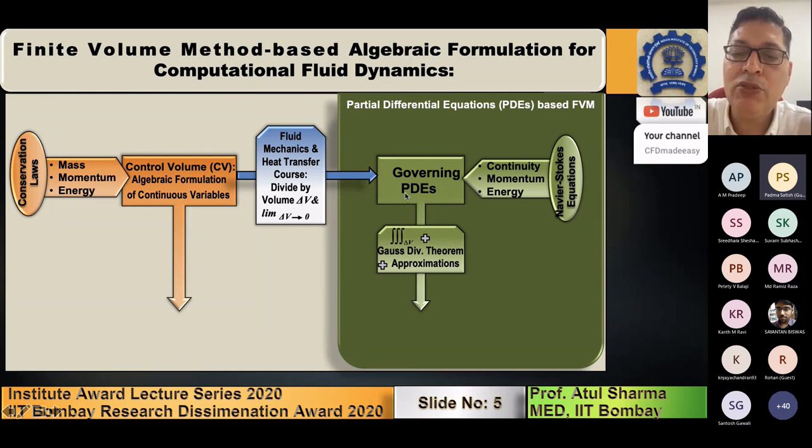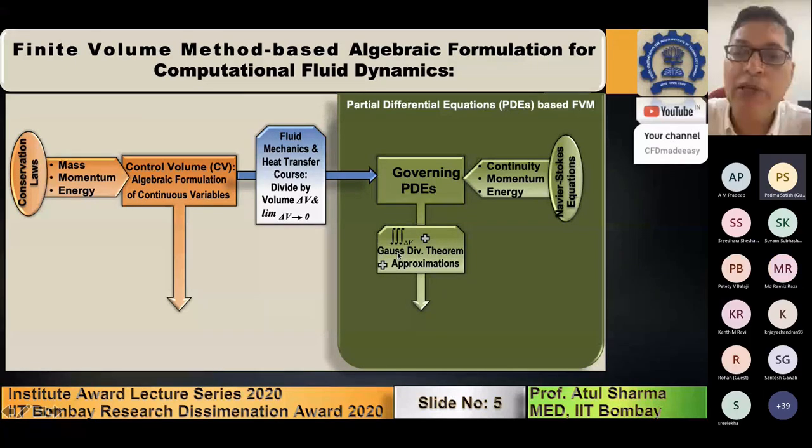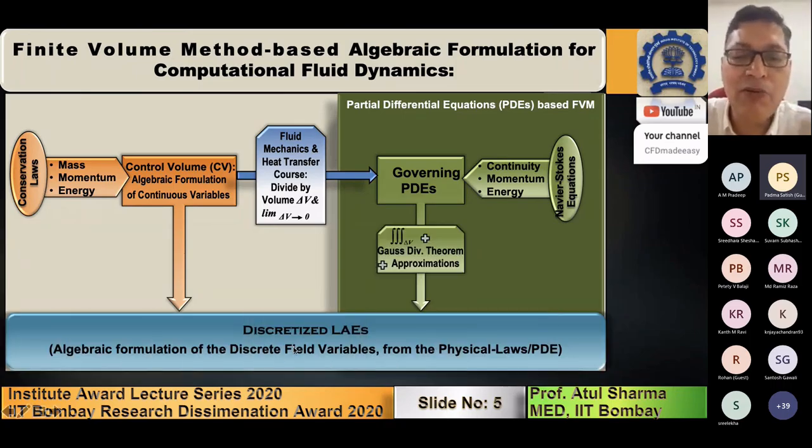So when a book starts with a differential equation, obviously most undergraduate students feel that it's too mathematical. This has been the barrier, and this has motivated me to come up with more physics and less maths, and to derive the governing system of linear algebraic equations, which is an algebraic formulation for discrete flow properties.